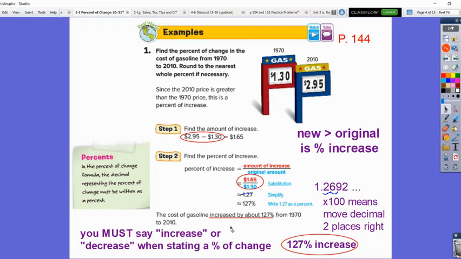When you give your answers here, you must say the word increase or decrease. So what was the change in price of gasoline from 1970 to 2010? It was a 127% increase. You change the decimal answer to a percent when you do the division of change divided by original.